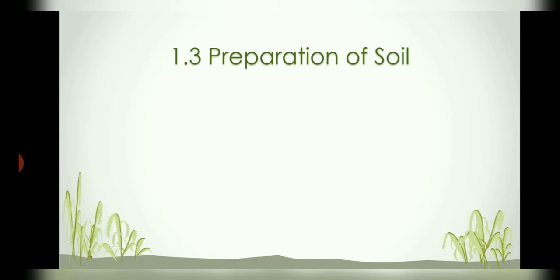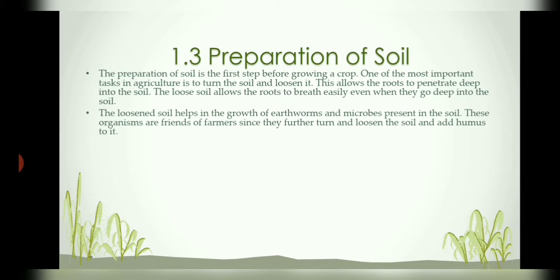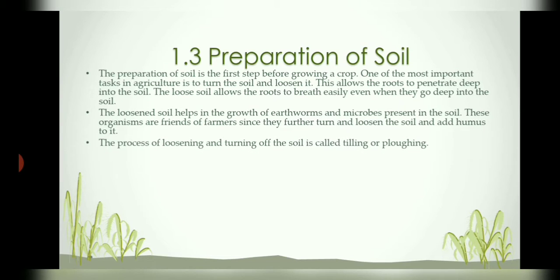So next is 1.3 preparation of soil. The preparation of soil is the first step before growing a crop. One of the most important tasks in agriculture is to turn the soil and loosen it. This allows the roots to penetrate deep into the soil. The loose soil allows the roots to breathe easily even when they go deep into the soil. The loosened soil helps in the growth of earthworms and microbes present in the soil. These organisms are friends of farmers since they further turn and loosen the soil and add humus to it.